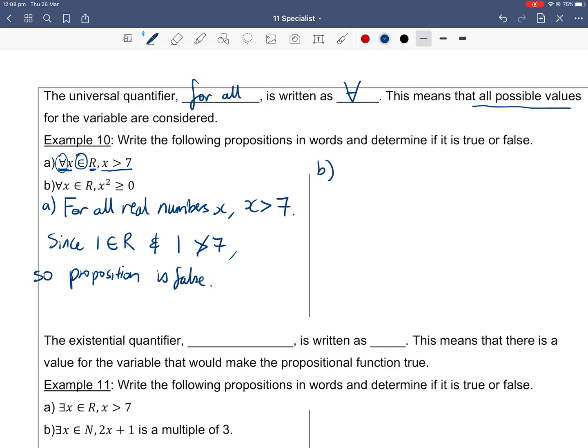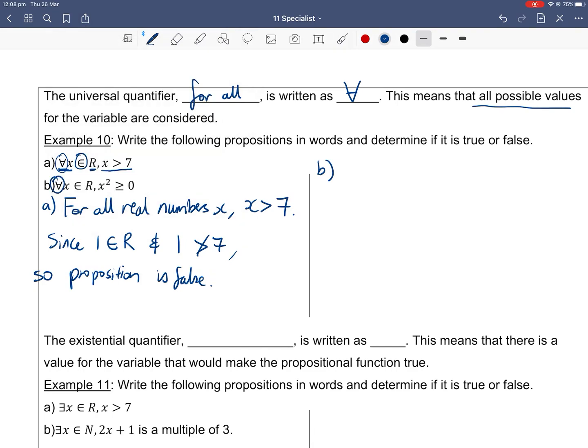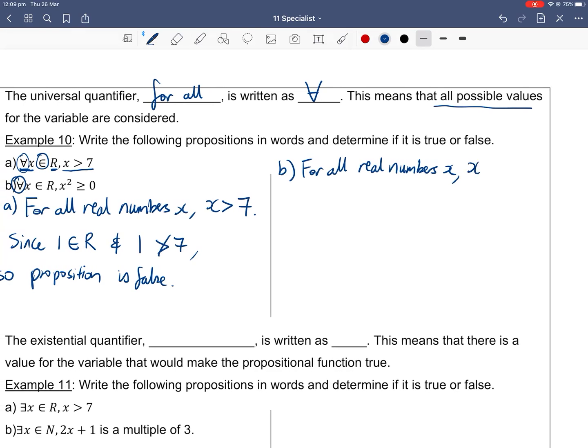Part B, how do we read that statement? Well, for all, upside down A, for all x in the reals, we have the statement that x squared is always bigger than or equal to 0. So in words, for all real numbers x, x squared is always bigger than or equal to 0. Is this true? Yeah, if you square any number, it is positive. If you square a positive number, it's positive. If you square a negative number, it's positive. So regardless, whatever you square, it's always true.